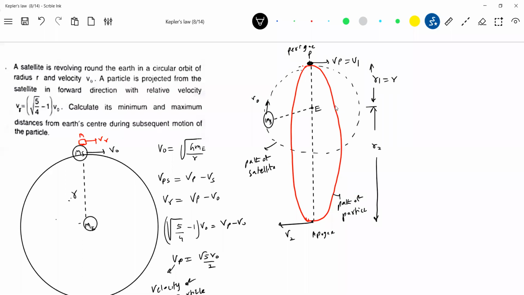Conservation of angular momentum and conservation of mechanical energy, between what? Between points 1 and 2. I'm just giving V1 and V2. Let me write: this is point 2, apogee, and this is point 1. So what is the conservation of angular momentum? Mass of particle times V1 R1 equals mass of particle times V2 R2. V1 R1 equals V2 R2, and we know R1 equals R.